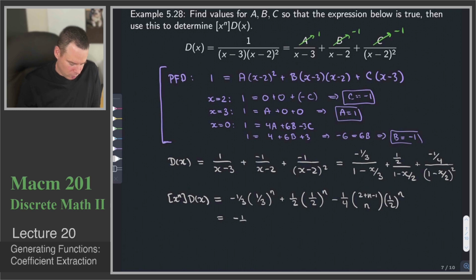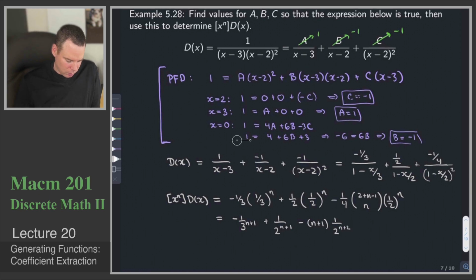This is -1 over 3 to the n plus 1, plus a 1 over 2 to the n plus 1. And then I get an n plus 1 choose n, so that becomes just an n plus 1. So I get a minus n plus 1. And then we got that 1/2 to the n times a quarter. So that becomes a 1 over 2 to the n plus 2. And so there's our extracted coefficient.